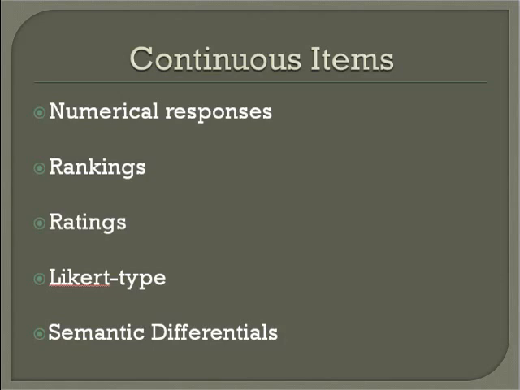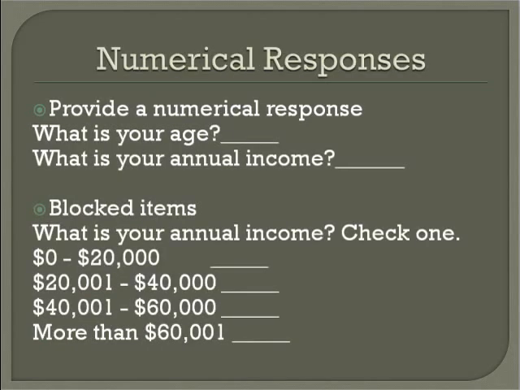Next we have continuous items, and here we have numerical responses, we have rankings, we have ratings, we have Likert type items, and we have semantic differentials. Now, numeric responses are responses where you simply want a number. So for example, we might ask what's your age, what's your annual income, how many years have you been teaching. So you're going to give your response. You may be 32 years old or whatever.